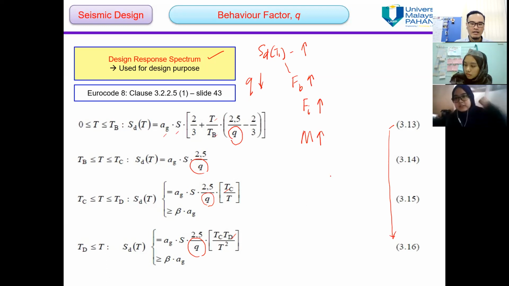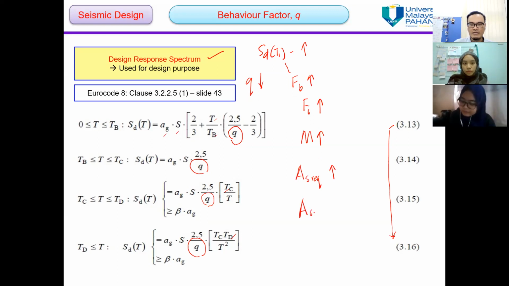With higher bending moment, what will happen to the area of steel required? Because we are talking about reinforced concrete, we need steel inside the concrete as reinforcement. So what will happen to the AS required if we have a high bending moment? It will increase, right? And then what will happen to the AS provided? Increase. Okay, we should provide more than required.